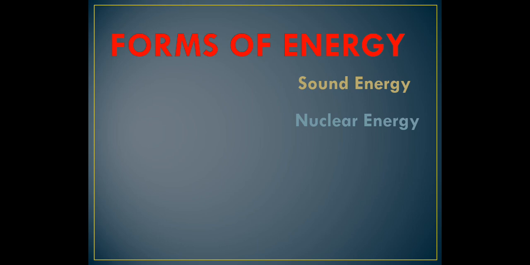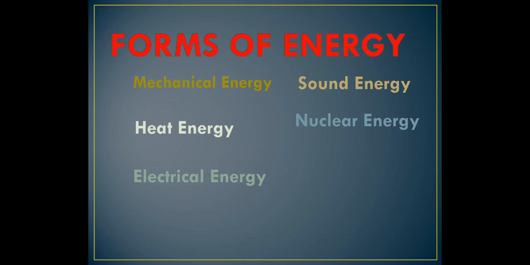Now we have different types of forms of energy. One is mechanical energy, two is heat energy, three is electrical energy, then four we have chemical energy, then six we have light energy, seven we have sound energy, and lastly we have nuclear energy. We are going to look at each of them one after the other, their definitions and their explanations.